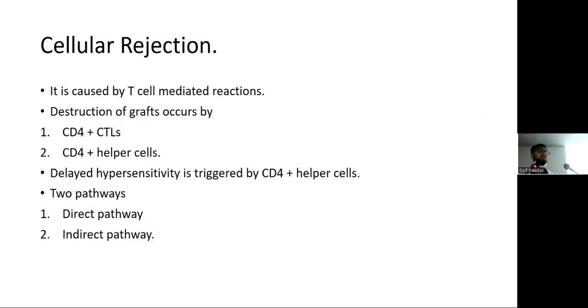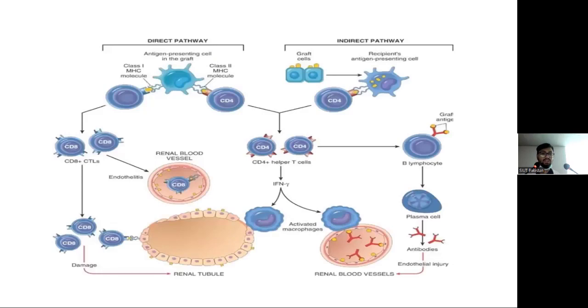Now, cellular rejection is usually tissue mediated, and destruction of the graft occurs by CD8 cytotoxic lymphocytes and CD4 plus helper T cells. Delayed hypersensitivity reaction is triggered by CD4 helper cells. Basically, it involves two pathways, the direct pathway and the indirect pathway. Here we can see the direct pathway. In the direct pathway, this is the antigen-presenting cell, and the class 1 molecules express the antigens from inside the cell to the CD8 T cells.